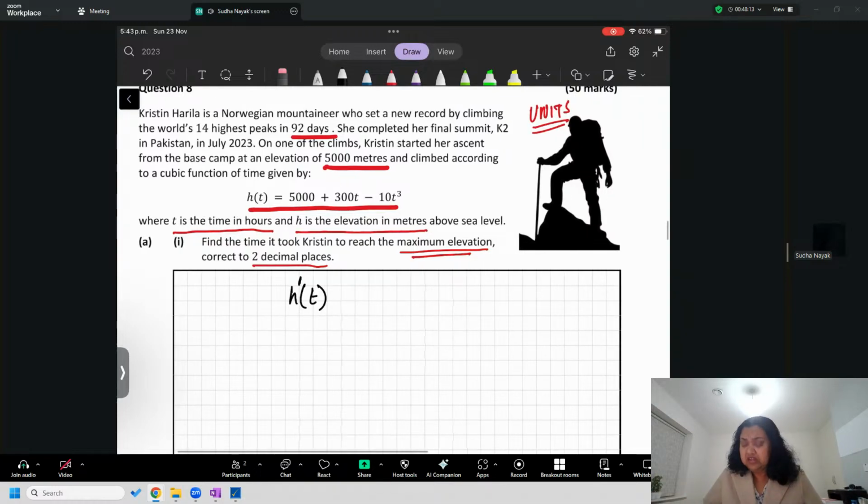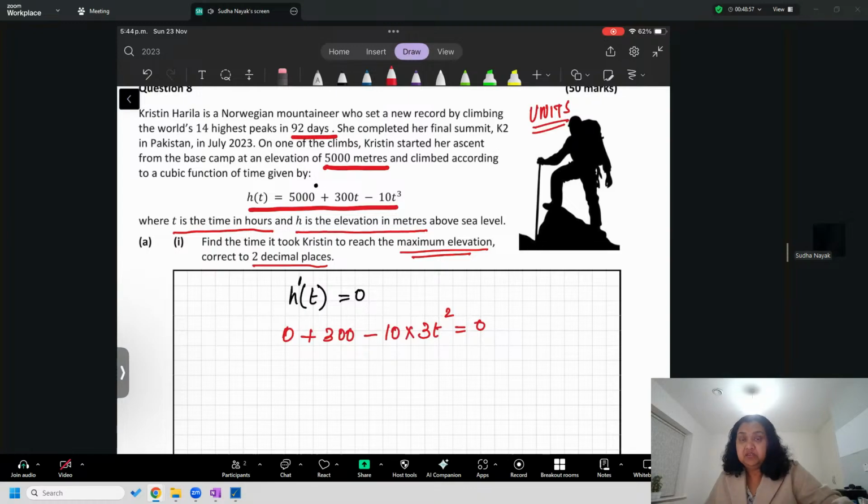So this is nothing. It is just like y is equal to 5x square plus 3x plus something like that. Instead of y, they have put h of t is equal to 5t square plus 3t. That's all they have done. Now for the maximum elevation, h dash t is equal to 0. How will you find h dash t? H dash t is 0 plus 300 minus 10 times 3t square is equal to 0.